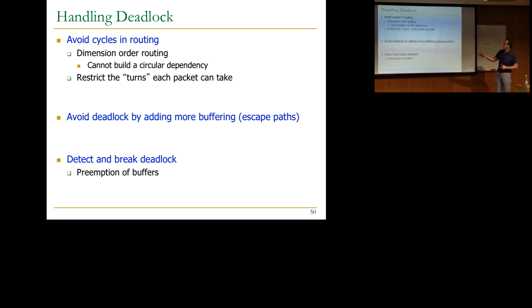Basically, you can do dimension order routing. You cannot build a circular dependency on the resources if you do XY or YX routing, right? Basically, this is called restricting the turns each packet can take. You've restricted whether a packet can turn this way or that way. Okay. Or you could avoid deadlock by adding more buffering.